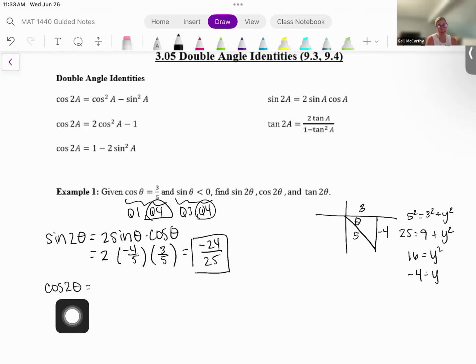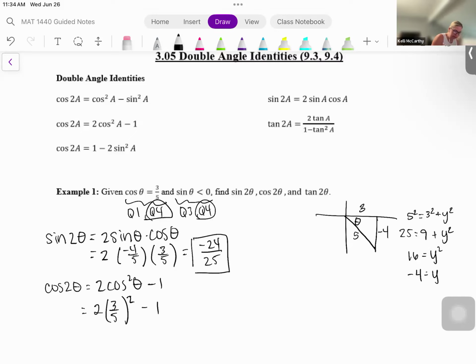But for cosine 2 theta, I don't necessarily need to have an error based on that miscalculation that could happen here. Now, obviously, we hopefully are finding these values correctly. And so using either of those other 2 versions for cosine 2 theta would be just fine. But just as a rule of thumb, we try to use the values that are given as much as possible. So I'm going to use 2 cosine squared theta minus 1. Cosine theta was 3/5, and we're going to square that value. Minus 1.